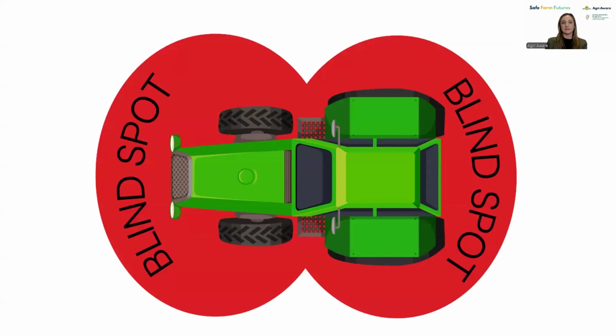The blind spot is this red area around the tractor, and this is a danger zone. It is the area around the tractor where the farmer cannot see you. If you're standing in the blind spot, the farmer will not be able to see you and they will not be able to hear you. And the best way that you could stay safe around tractors is to stay well away, because you could easily be mistaken standing in the blind spot, and this could cause a lot of accidents on the farm.